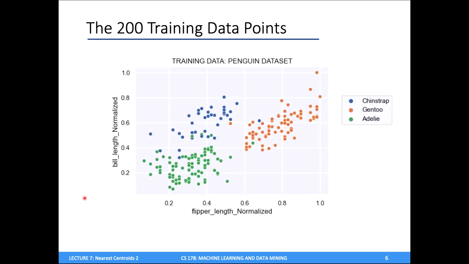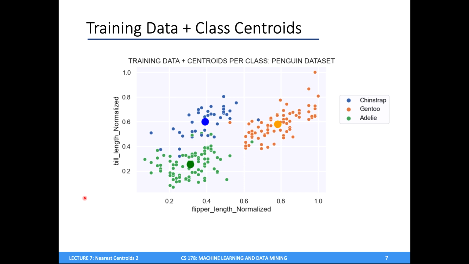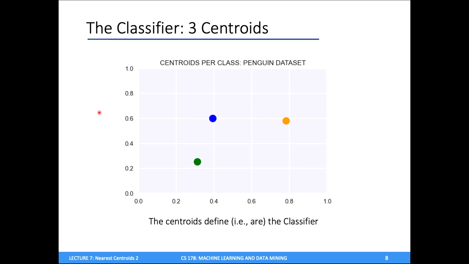Okay, so here's my 200 training points. I can find the centroid for each class, which is, again, just the mean of all these data points. I just average them up, and I end up with 3 centroids. But once I have those centroids, I don't even really need to keep my training data around anymore. If I know my centroids, I know how to make predictions. So this is really the training step in this algorithm, just computing these centroids, and I can throw away my training data if I want.